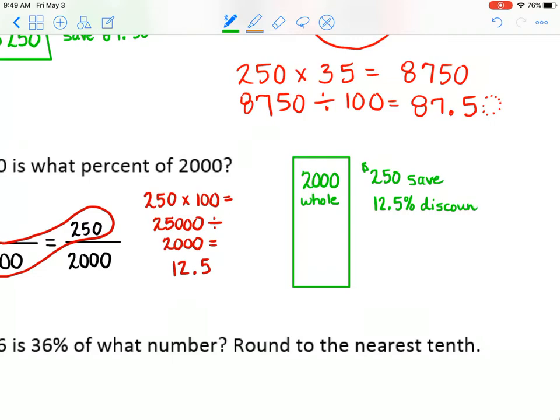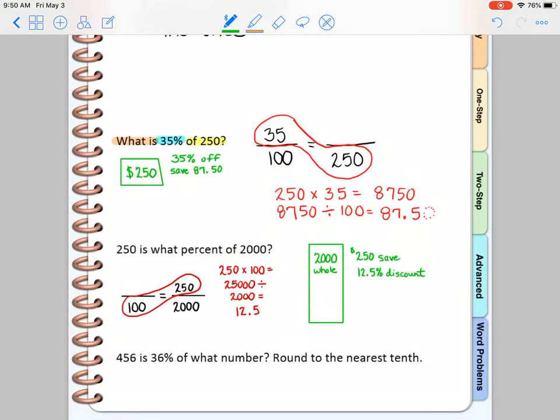On the microwave, I got 35%. I got a much larger savings on the original price. But in this problem, I'm only getting a 12.5% discount, but that's still a pretty good chunk of money. So I'll take that any day. And again, I'm just making up a story to go with these numbers to help you see a little bit clearer what those are.